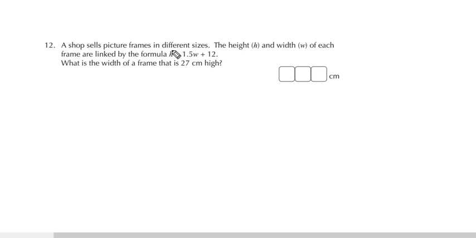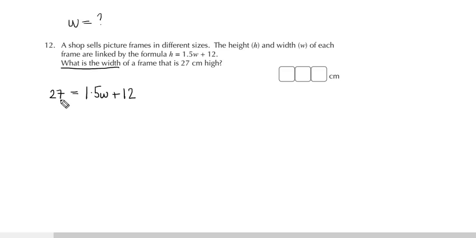So we are provided with the h, and what we are looking for is the w. In this case, the h is 27. So we've got 27 equals 1.5 w plus 12. Now, what are we trying to find? We're trying to find out what is the width. So our answer should hopefully be something like w equals something. What number is that going to be when h is 27?